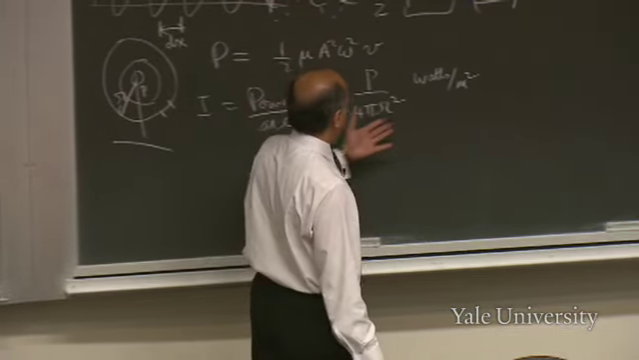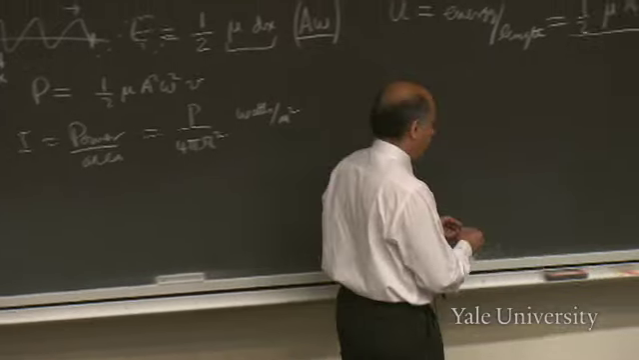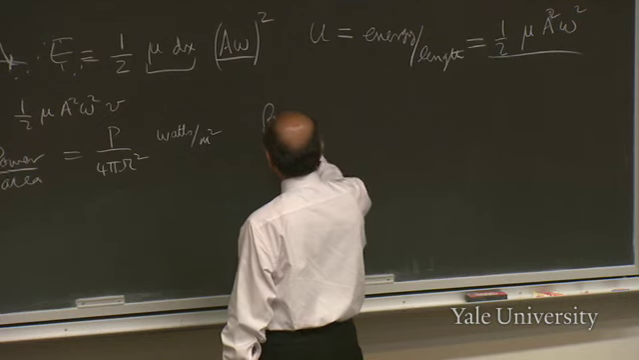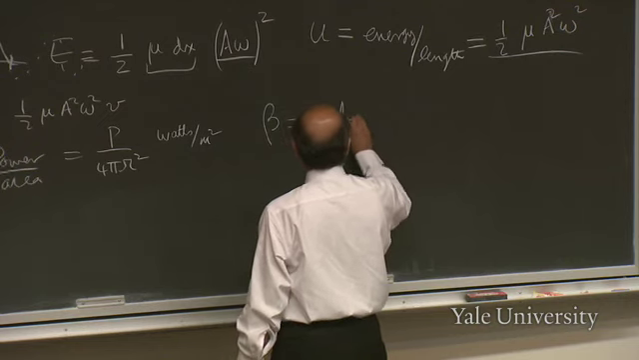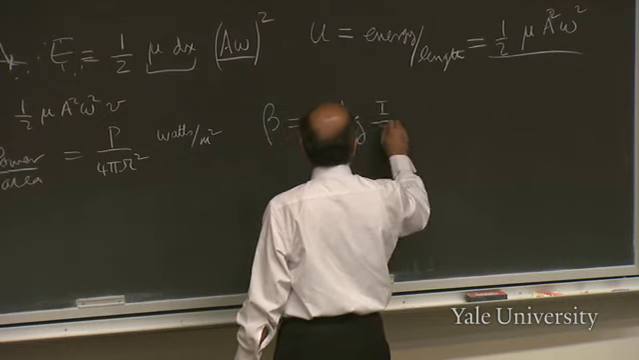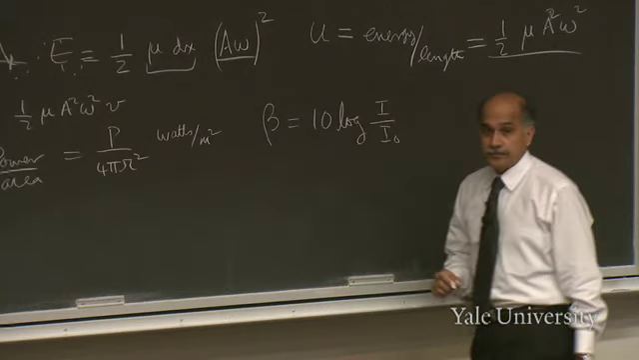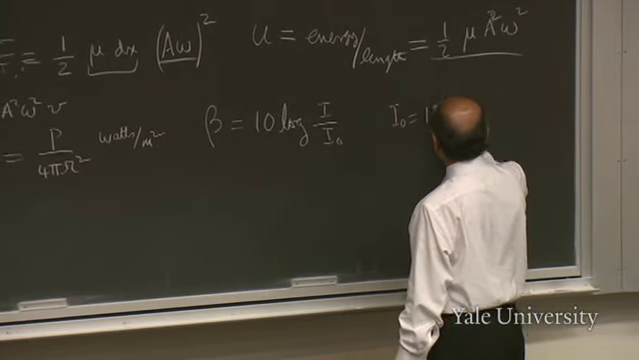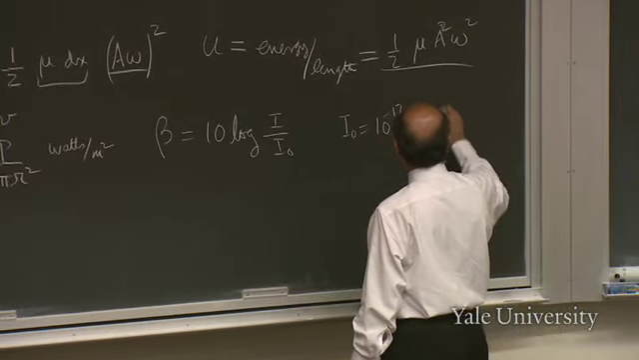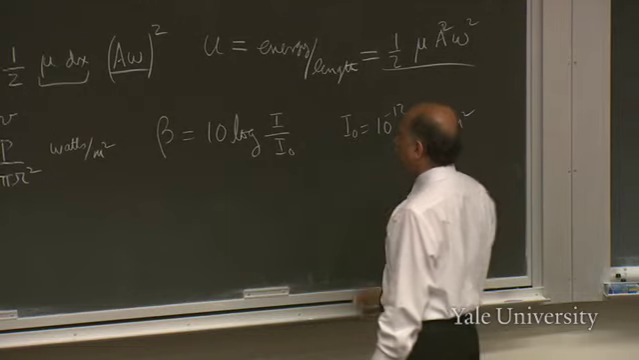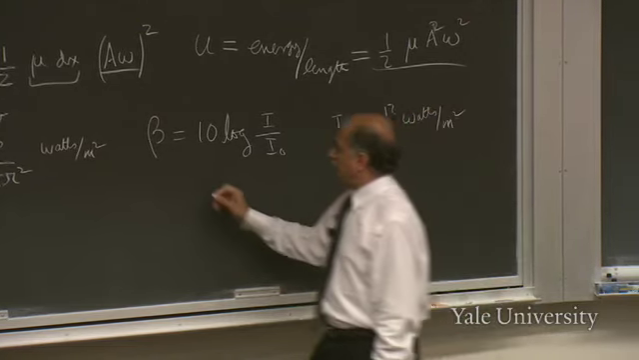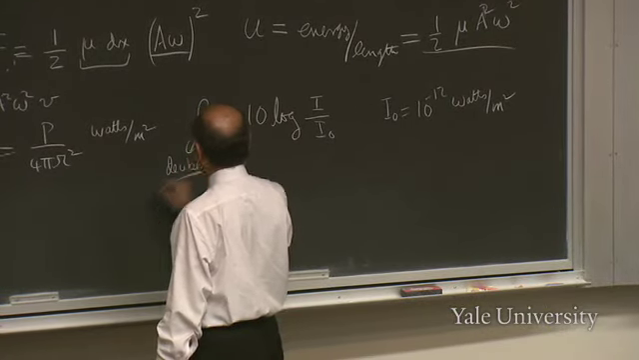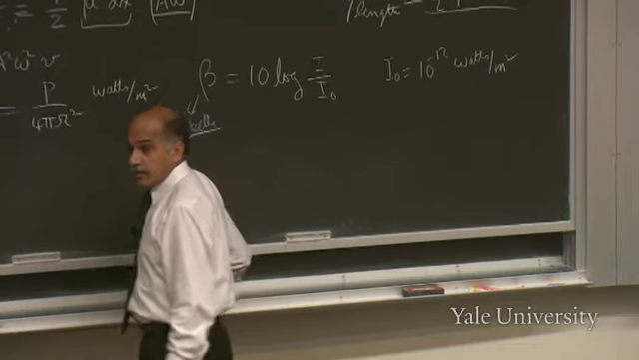Okay, so this is called the intensity. And for sound, we have another way to measure intensity. We define something called beta, which is 10 times the logarithm of the intensity divided by a standard intensity. The standard intensity has a value 10 to the minus 12 watts per meter squared. And this is called the number of decibels. So you measure the loudness of a sound in decibels.